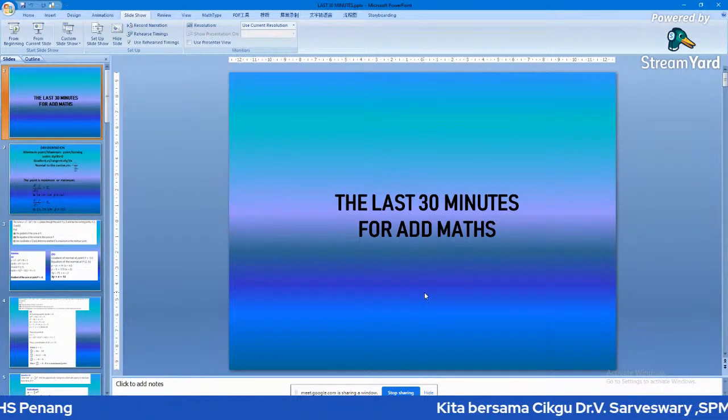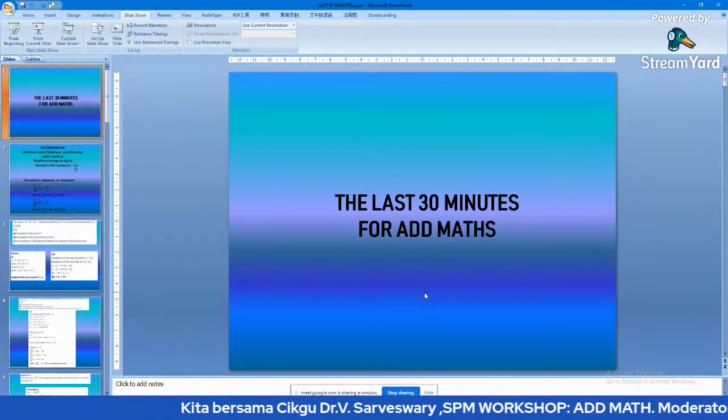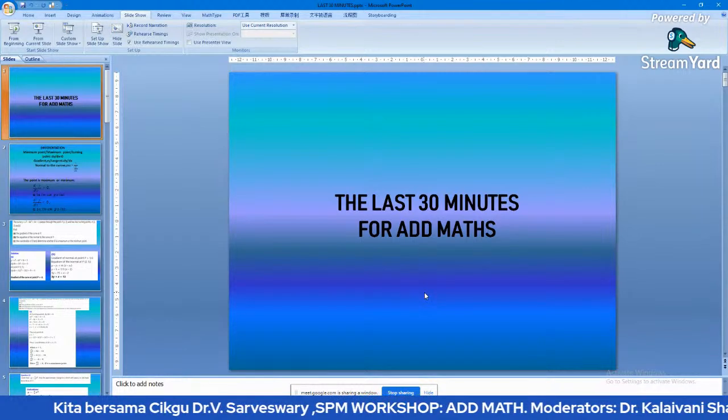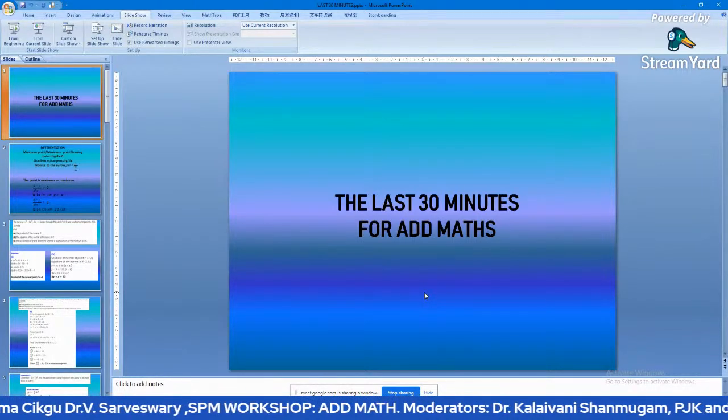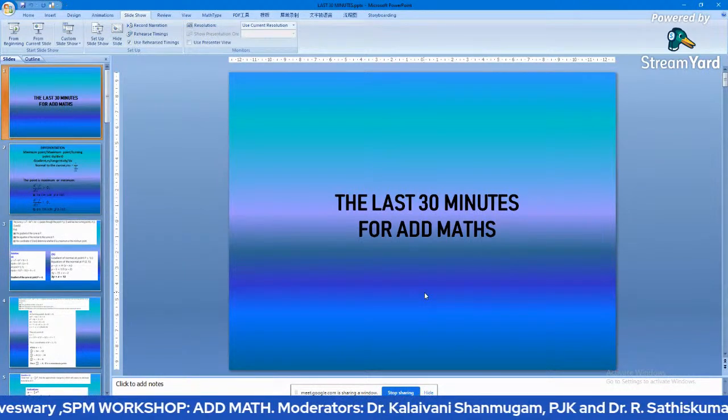If you cannot answer A, B, answer your C. If you cannot find, for example, the area under the curve, you find the volume. Don't leave blank. This is how you can score for your AddMaths.